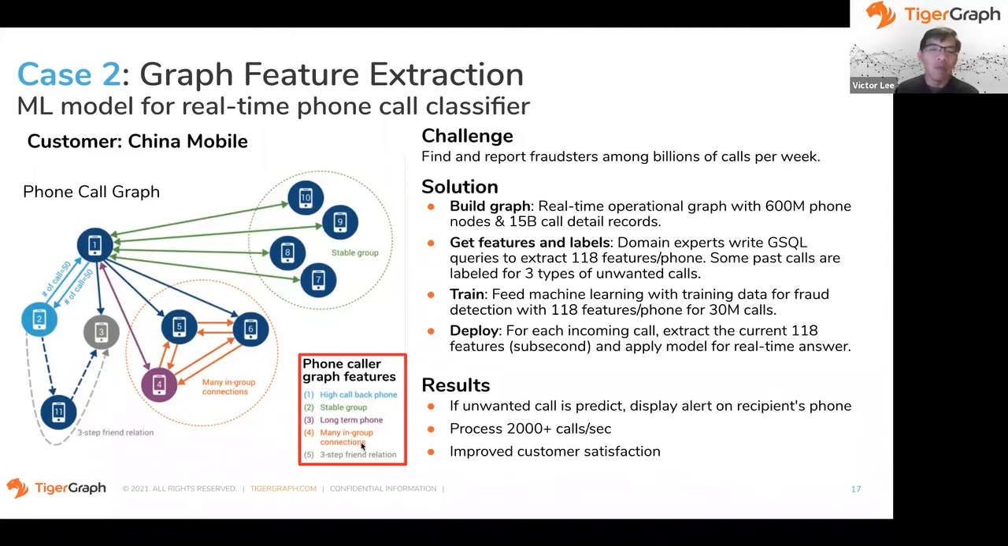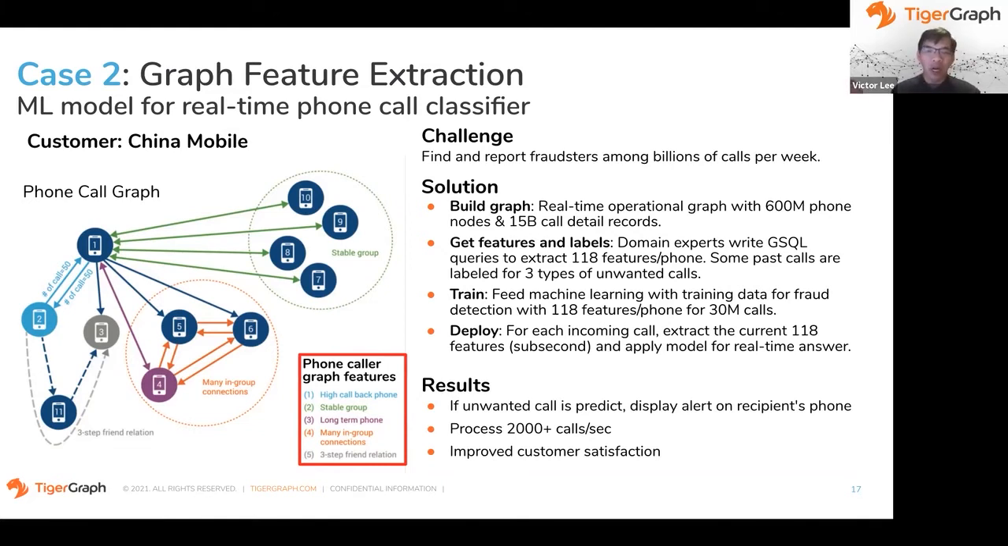But number 4, many in-group connections. This is like building on that stable group. I call these people fairly regularly, and then they call each other. So that's community detection. That's definitely a graph problem. And number 5, three-step or four-step friend relationship. 1 calls 2, 2 calls 11, 11 calls 3, and 3 calls 1 again, or 1 calls 3. So they form a loop. Again, that would be tricky, possible, but very computationally slow in tabular data. With a graph, very efficient.